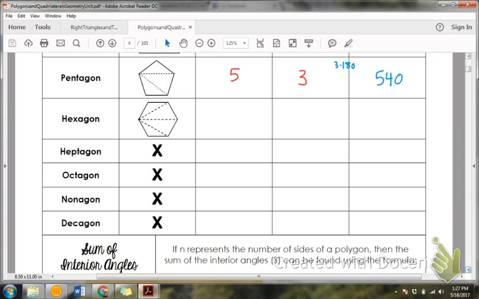Then we have a hexagon. How many sides is a hexagon? 6. And so how many triangles do you see there? 4, right? 1, 2, 3, 4. And each of those is 180, 180, 180, 180. That's why we do 4 times 180. That's 720.